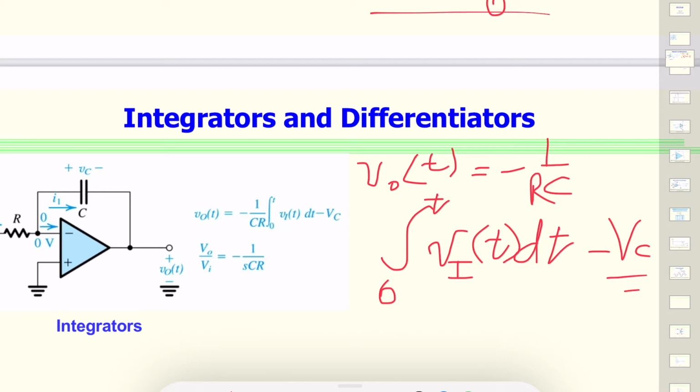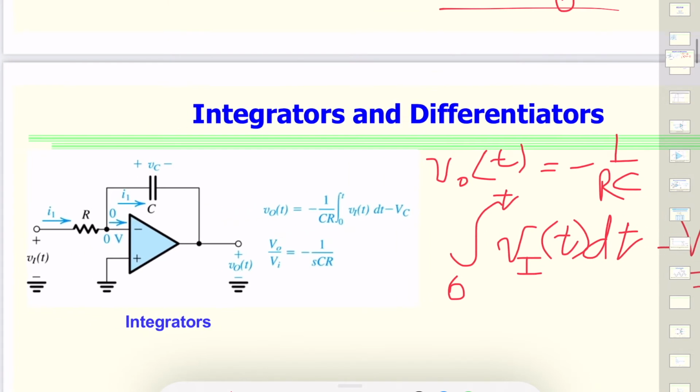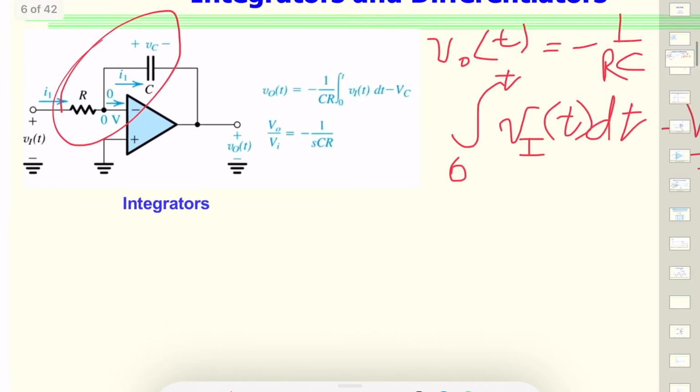Now when we are using frequency domain, we can then use R's and Z's for these two, and in that our relationship, our gain would then translate into V naught from signal.